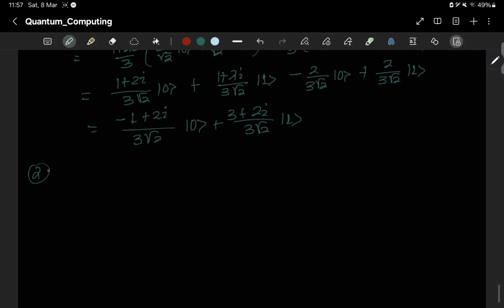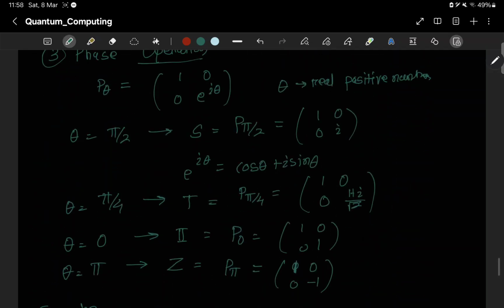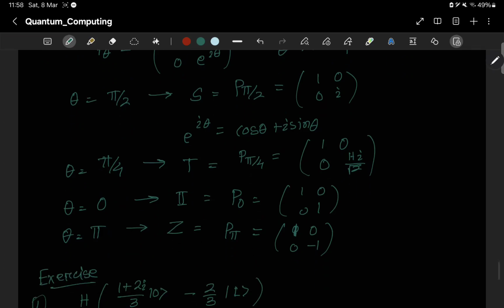Let's try to apply T on the plus state. A similar procedure: you can decompose the plus state into 1 by root 2 |0> plus 1 by root 2 |1>. So this T you can apply on each term. So it is 1 by root 2 T|0> plus 1 by root 2 T|1>. If you see the matrix of T, it will take 0 to 0 and it will take 1 to (1 plus i) by root 2 |1>.